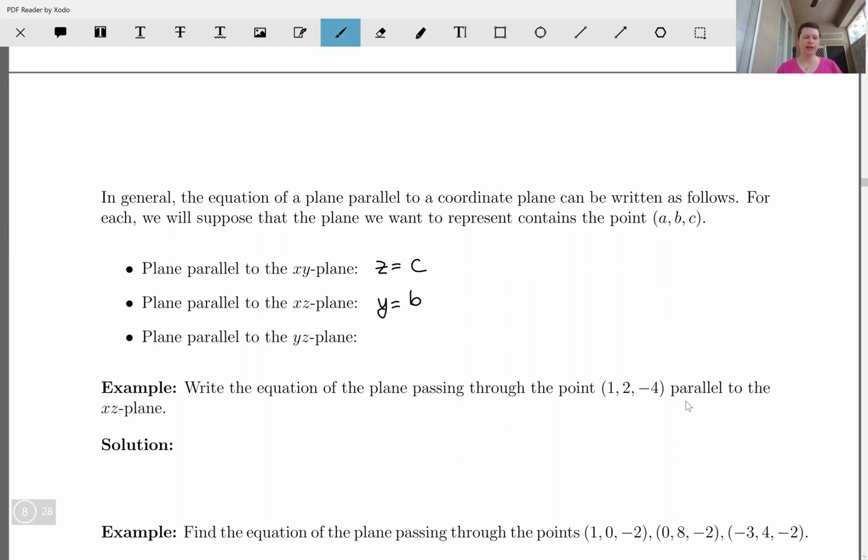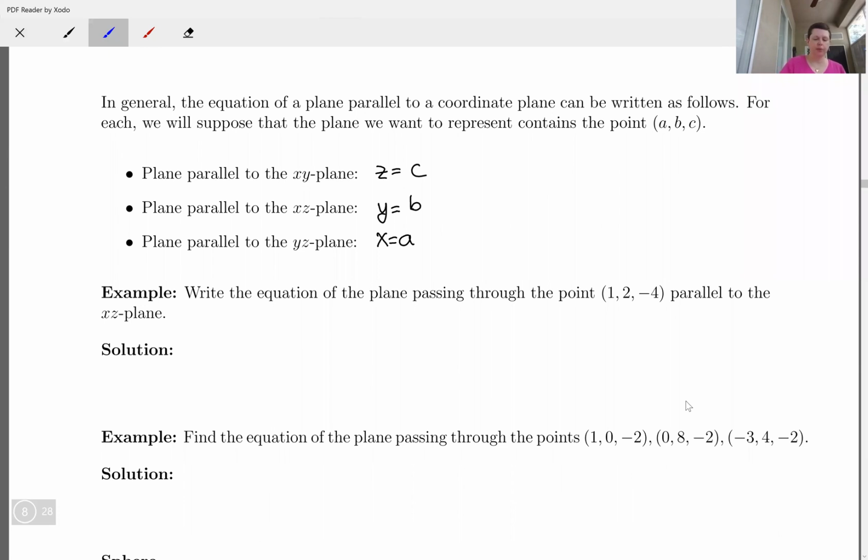And finally, if the plane is going to be parallel to the YZ plane, we need X to be constant, and so the equation would be X is equal to A. Let's look at examples with real numbers now.